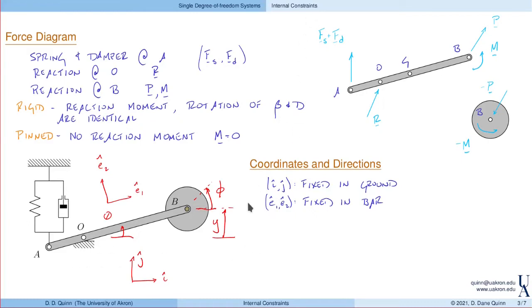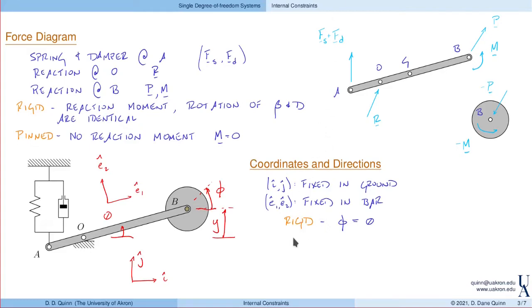Now, having said that, this also brings up our difference between the rigid and pin connections. If the system is rigidly connected, then the rotation is the same, right? So phi, the rotation of the disk, is equal to the rotation of the bar. And this is our constraint equation when we have a rigid connection. Just like when we had a pin connection, we saw that the constraint equation reduces to M equal to 0.